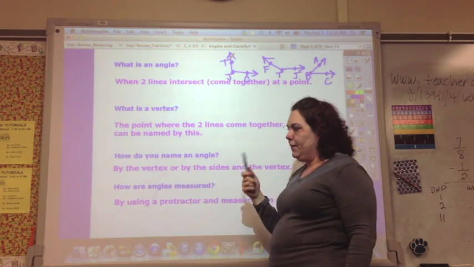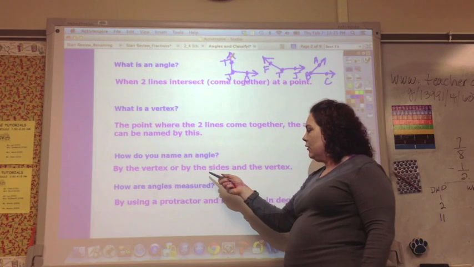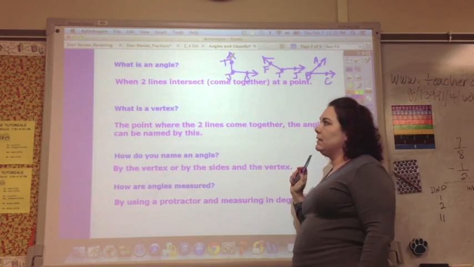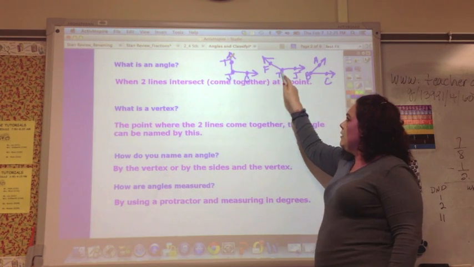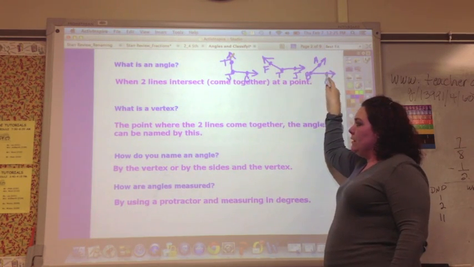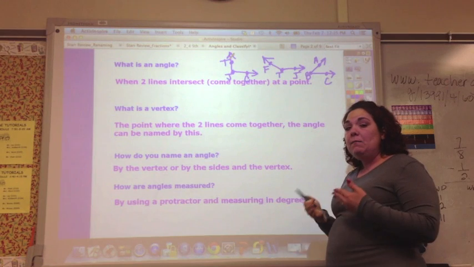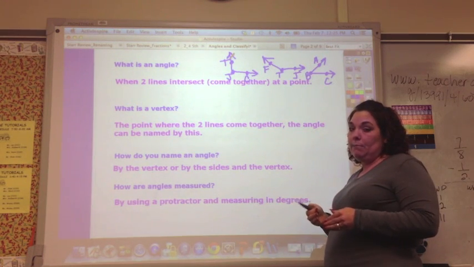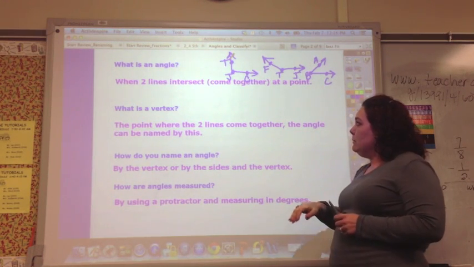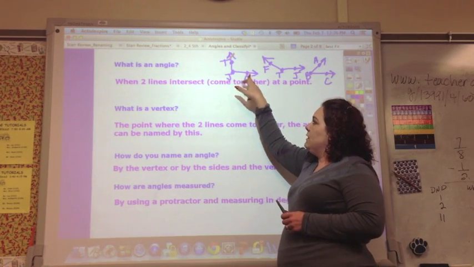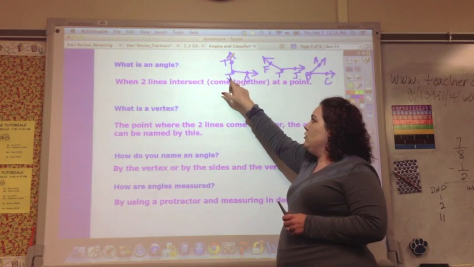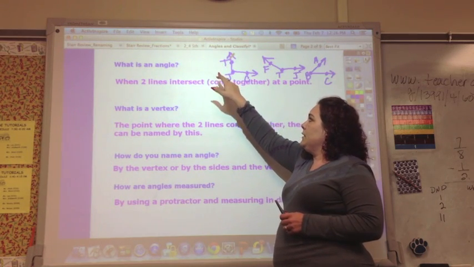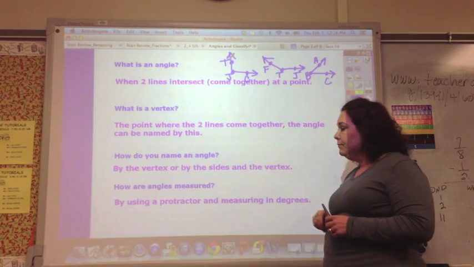Well, we just talked about that. You can name it by the vertex or by the sides and the vertex. So again, this is the vertex, and these are the sides. And you can name it either way, so you'll see it both ways. Just because this is the top and this is the bottom, it doesn't matter which way you go. You can do CJT or you can do angle TJC.